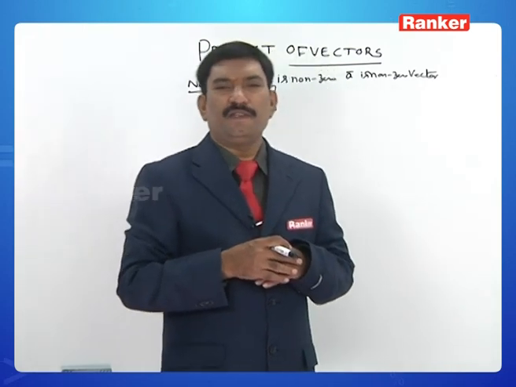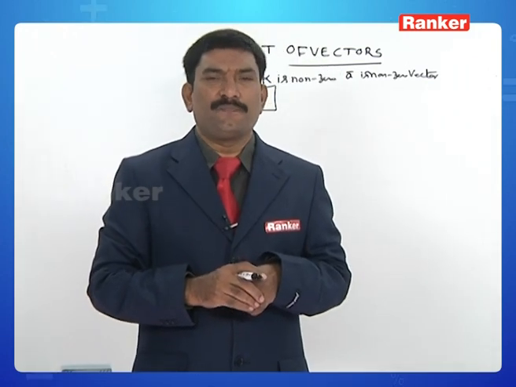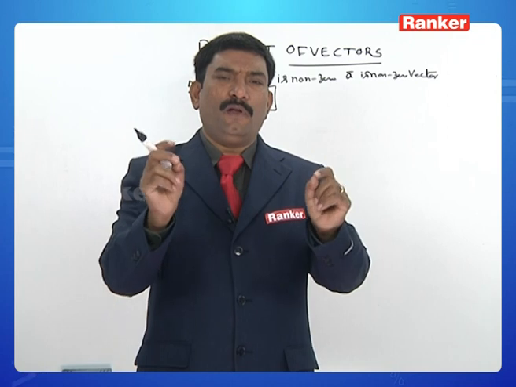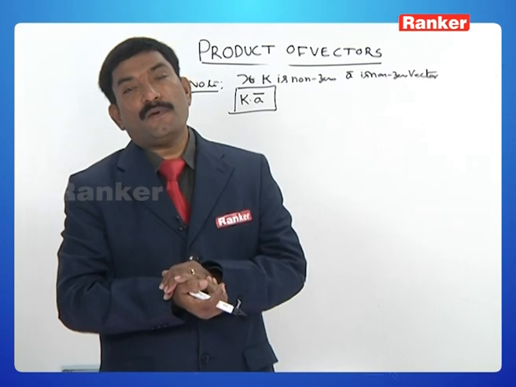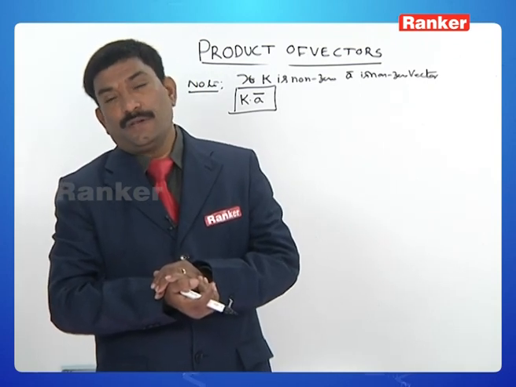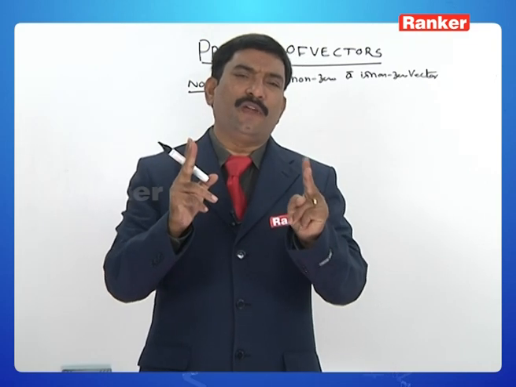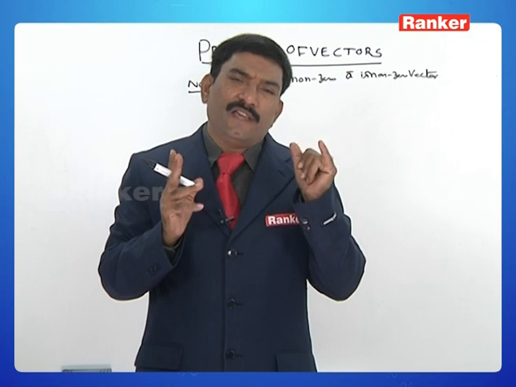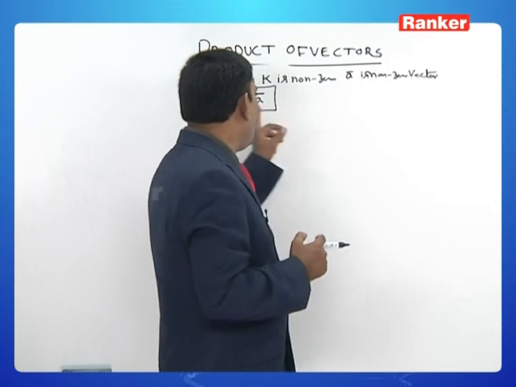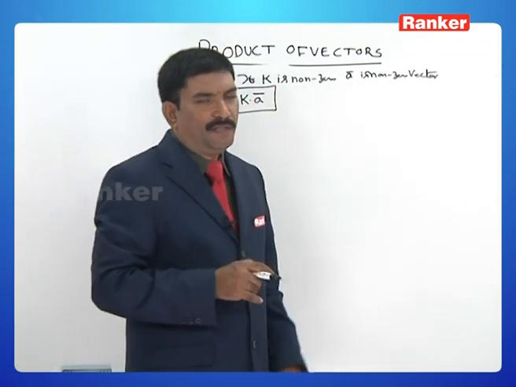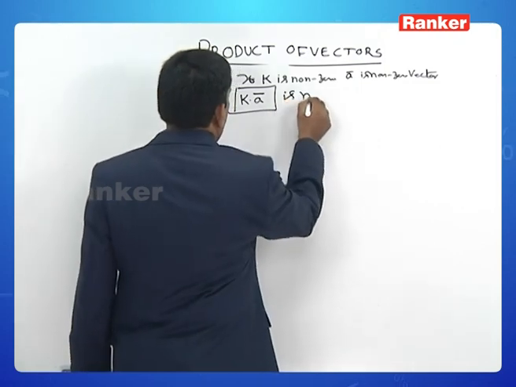Why? Because what does the definition say? The definition says the dot product of two vectors, or scalar product of two vectors, is defined only between two vectors, not between a scalar and a vector. So therefore, K dot A bar is not defined.